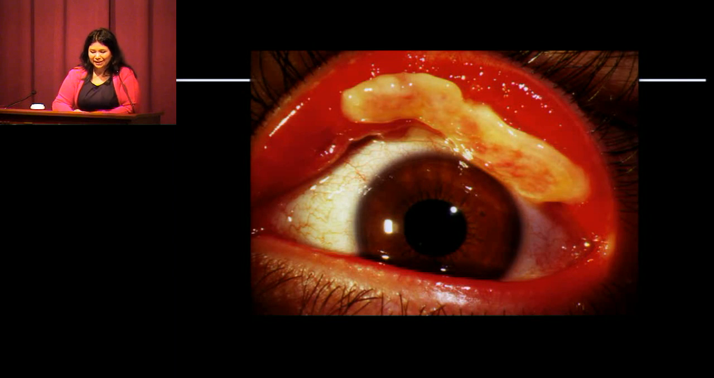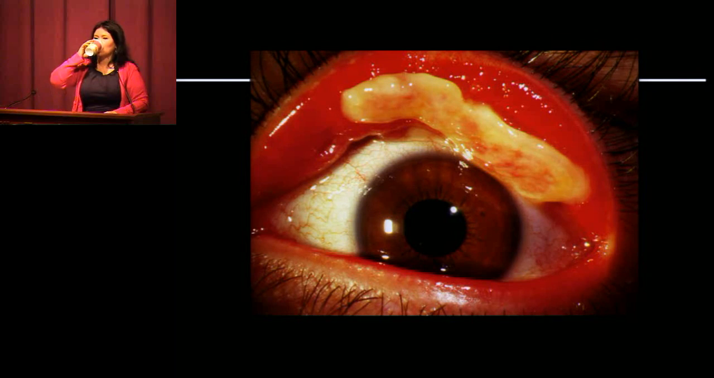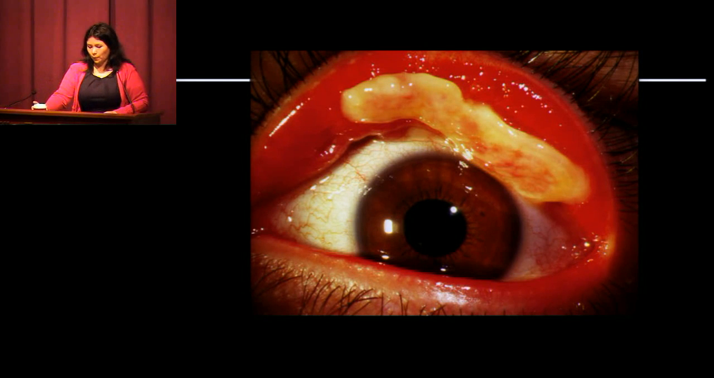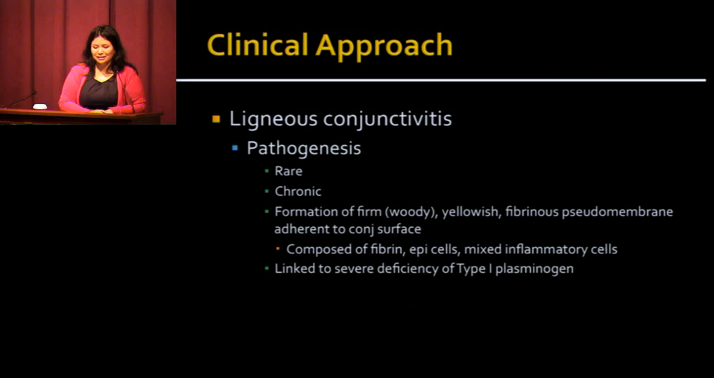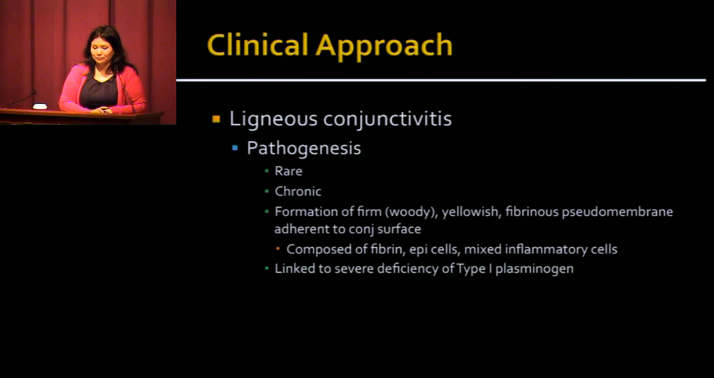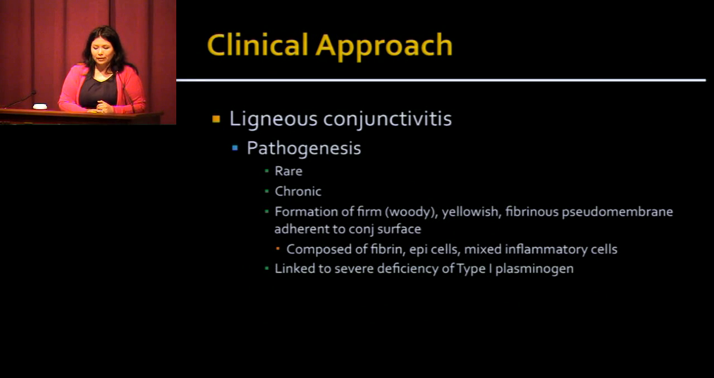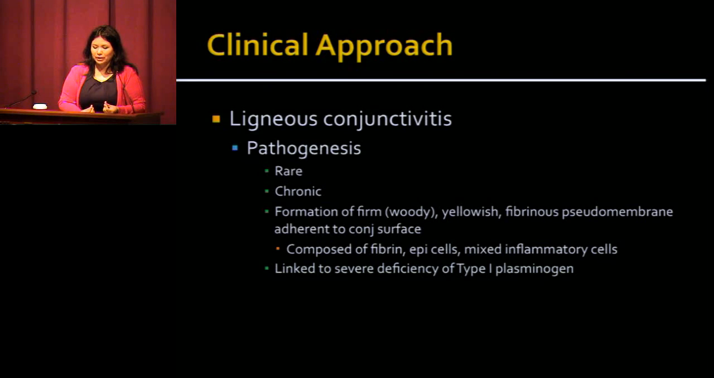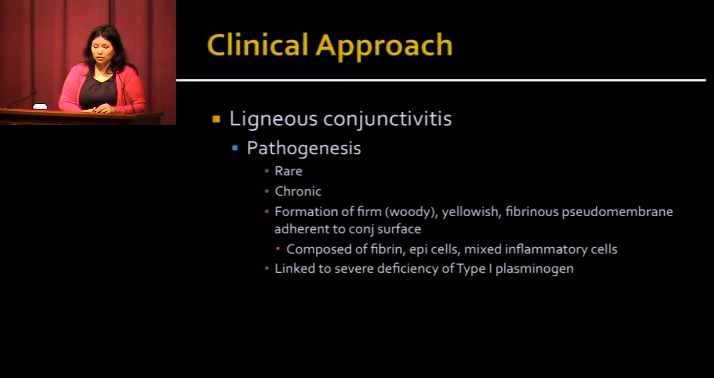All right, what do you guys see here? It's a huge, almost looks like a plaque on the conjunctiva. Yeah, it is a plaque. Woody appearance, that's it. That's the exact term. And we're talking about ligneous conjunctivitis. It's very rare. It's chronic. Usually you get this firm, woody, yellowish, fibrinous pseudomembrane, and it's adherent to the conjunctival surface. You can peel these off, actually.